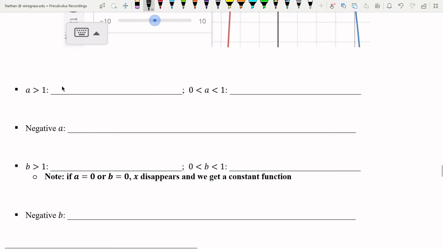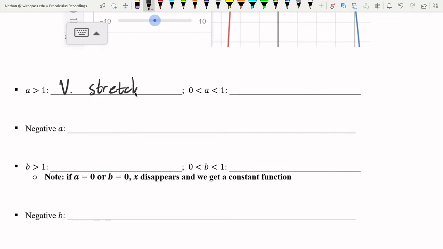This is going to be a vertical stretch. And between 0 and 1 is a vertical compression of some kind. Negative a will flip vertically. And then of course you do a stretch or compression if it's less than -1 or between -1 and 0.